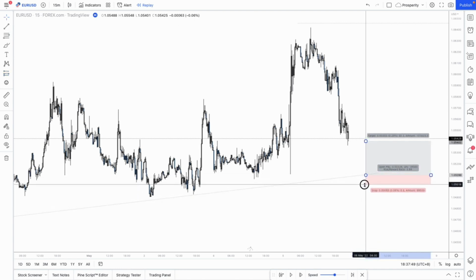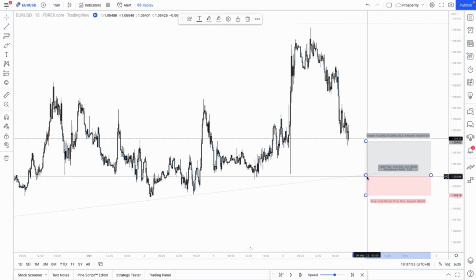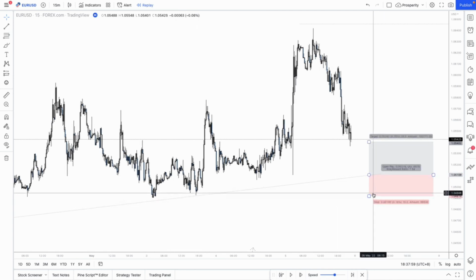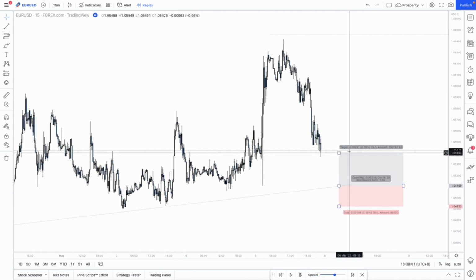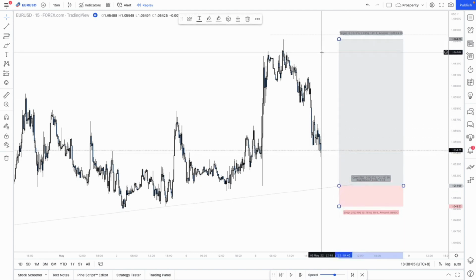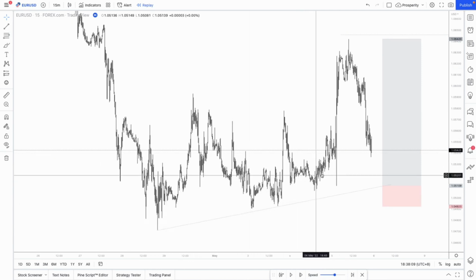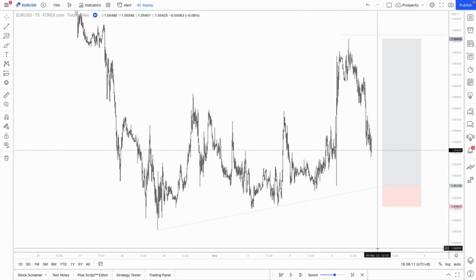I don't know where traders put their stop losses these days. Okay, let's just call it below this low. Let's say they put their stop loss below this low, and what are they trying to take out? They're trying to take out these highs. Why? Because it's structure. Structure is supposedly bullish.